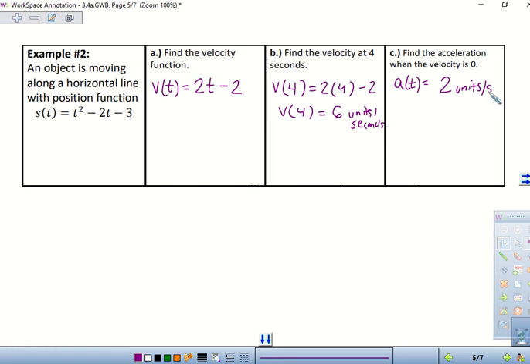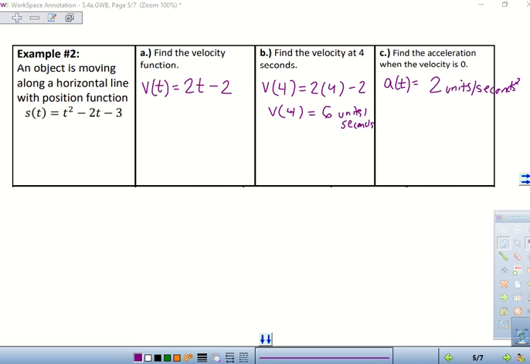Well, it doesn't matter, because is the acceleration ever going to be different on this equation? No, there's no variable, right? There's no t left. So no matter where we talk about on this entire function, the acceleration is always 2. Do you see what I'm saying? It doesn't matter what spot I'm indicating.